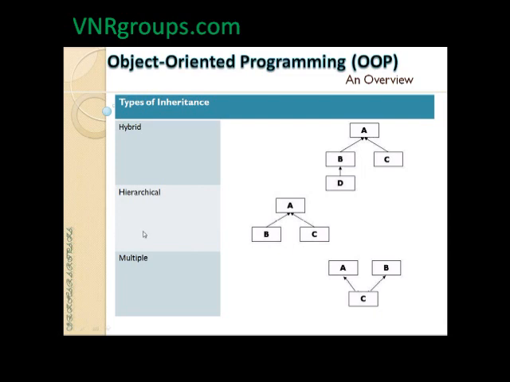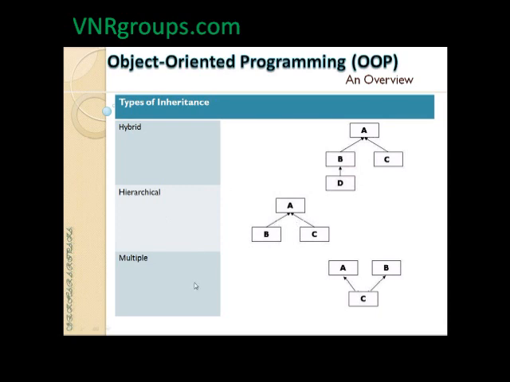The next is hierarchical. Even hybrid contains hierarchical, wherein B and C are inheriting A. This also represents single inheritance, wherein B is inheriting A and C is inheriting A. This is what you normally see in a hierarchical representation of an office or organization structure, wherein the chairman or CEO starts first and it breaks down into structures. That's hierarchical inheritance.